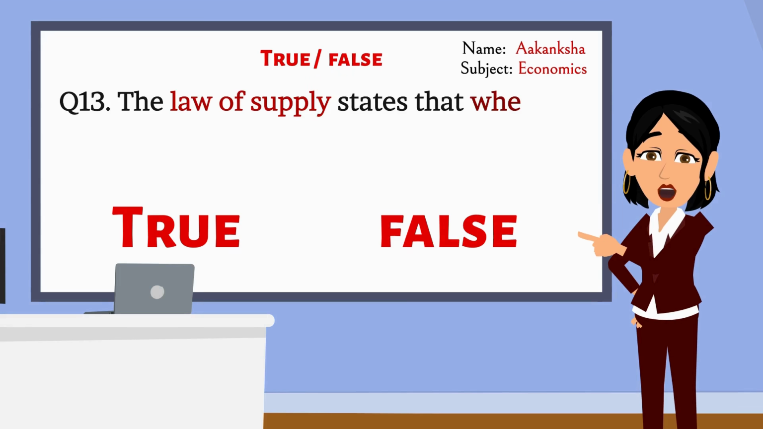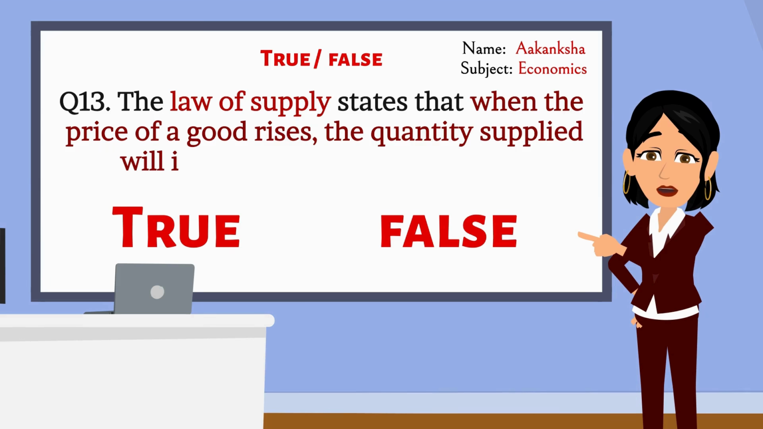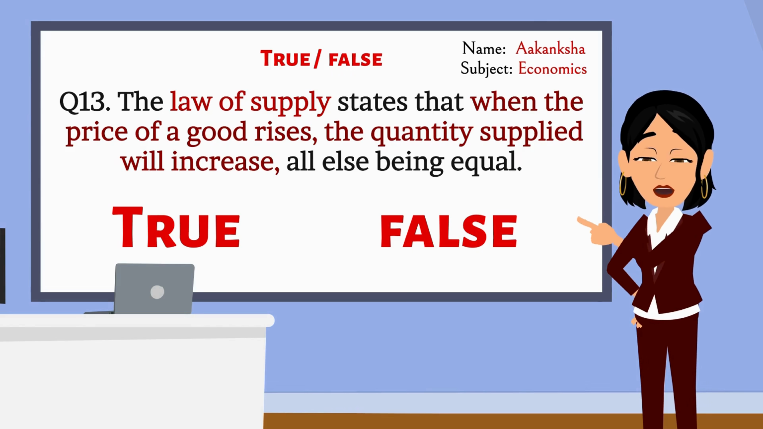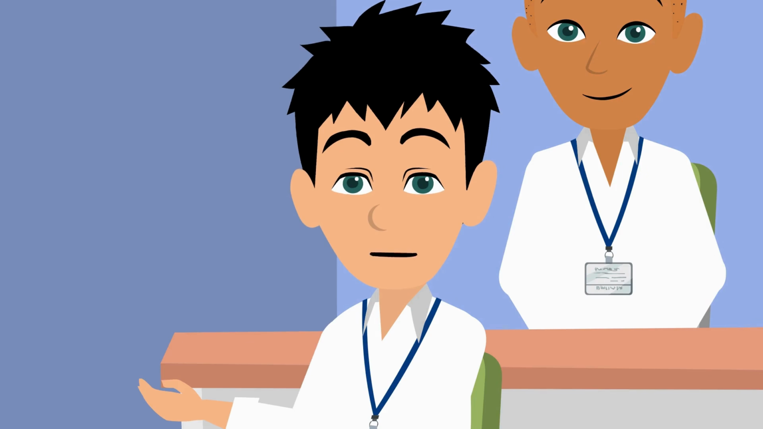Question 13. The law of supply states that when the price of a good rises, the quantity supplied will increase, all else being equal. True or false? It's a true statement, ma'am. Right.